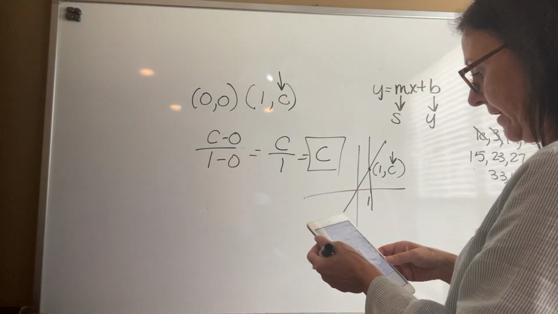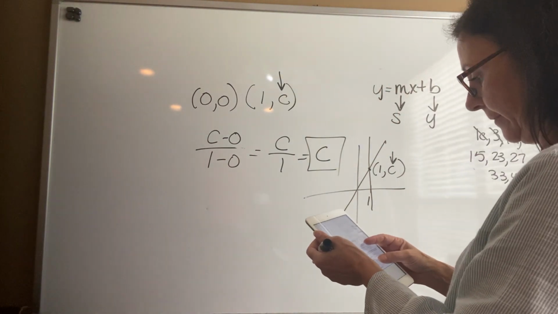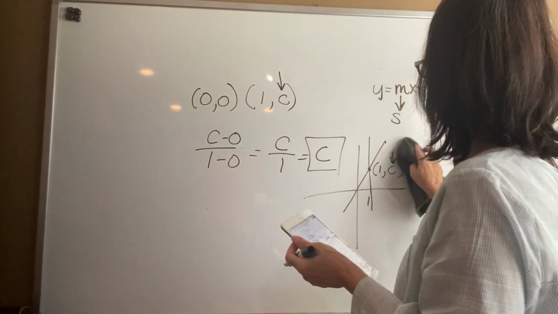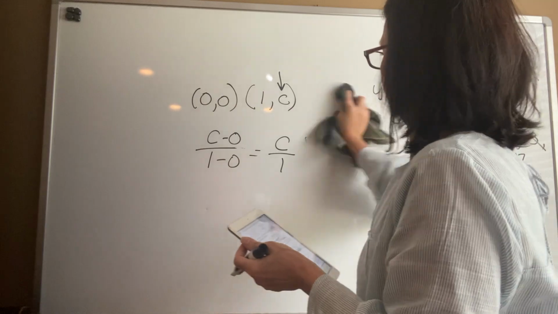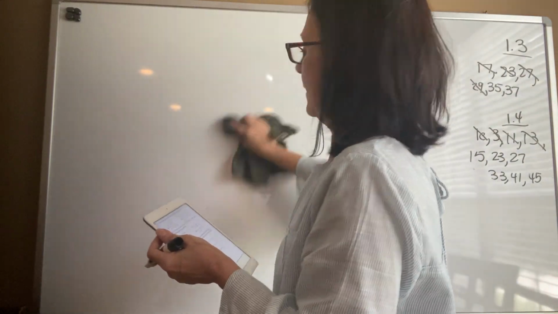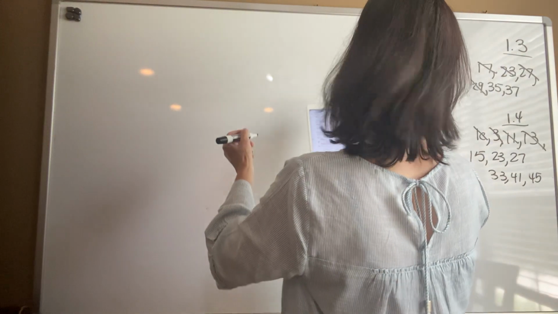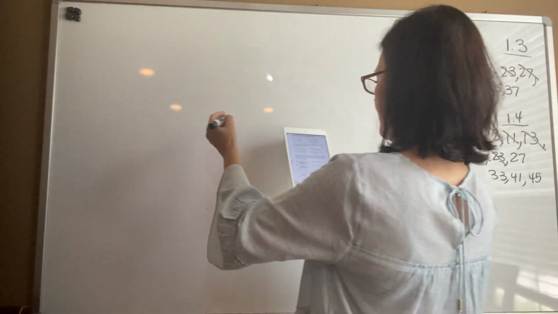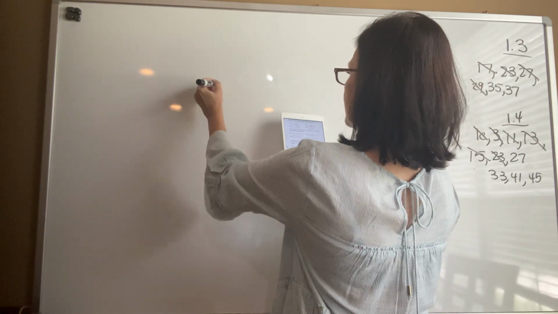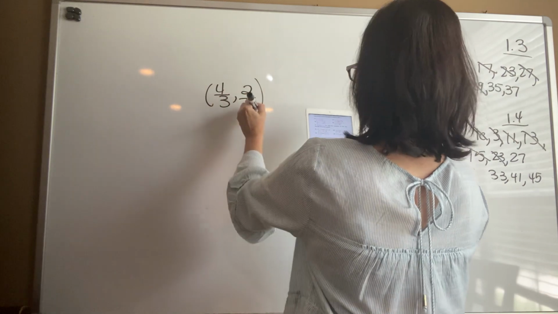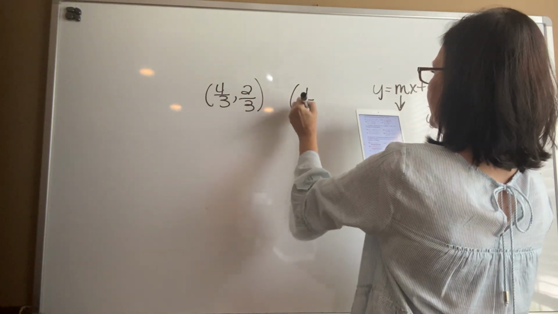All right, what number was that? 15. Now we're on 23. Okay, find the equation of a line through these points. This is 23. All right, so we have 4 thirds and we have 2 thirds. And then we have 1 third and we have 3.